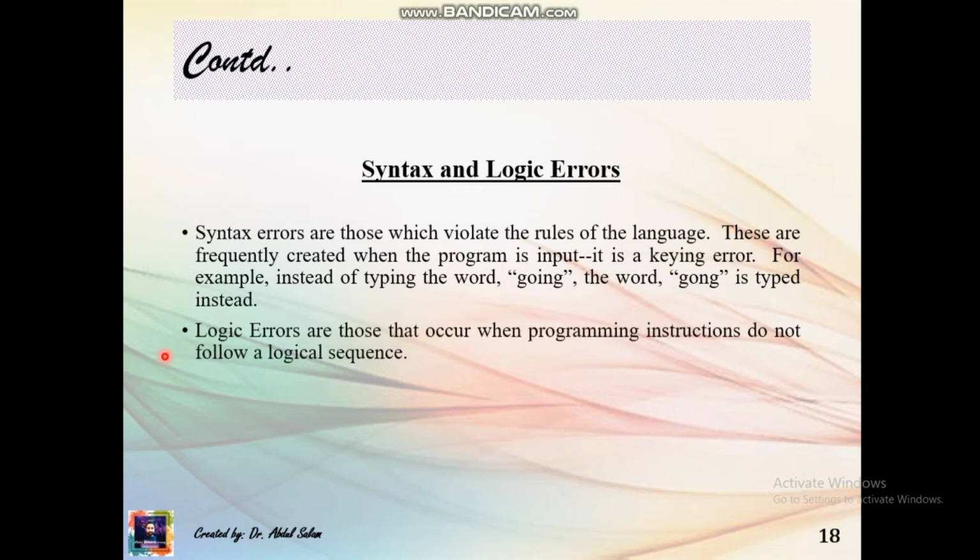The second one is logic errors. Logic errors are those that occur when programming instructions do not follow a logical sequence. You have to follow the logic, you have to make up your mind about that logic: with what input, with what required knowledge, you have to output the required solution.